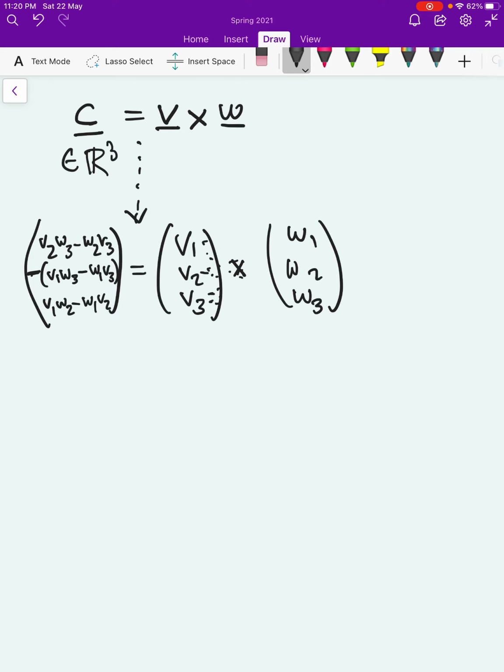Now properties. The properties of this product are that it's skew symmetric, meaning v cross w is not equal to w cross v, but instead it is equal to negative w cross v. We can even put brackets if you want. Another property is linearity in both arguments.